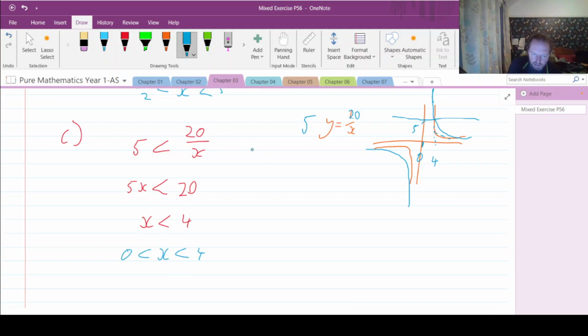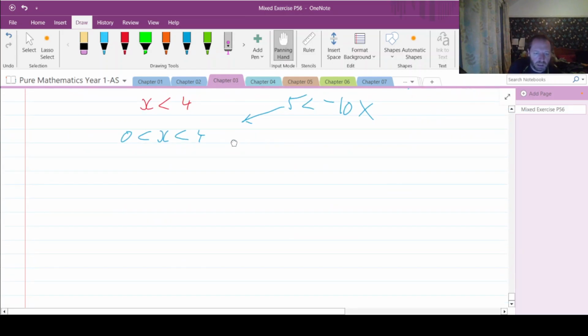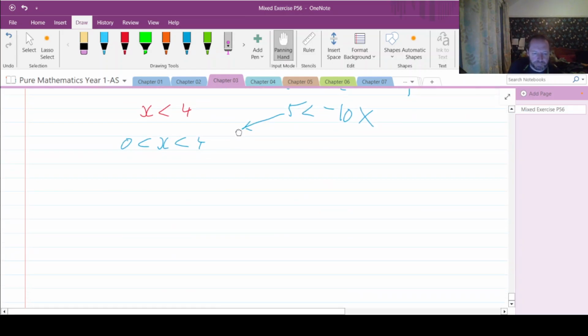And if you think about it, if we were to stick minus 2 into that, you'd end up with 5 is less than 20 over minus 2. 5 is smaller than minus 10? No, it's not. That's why we stop at 0, because the negative numbers are going to cause us problems.